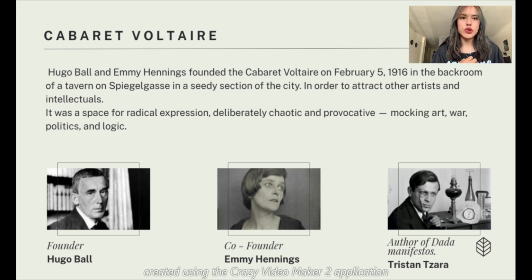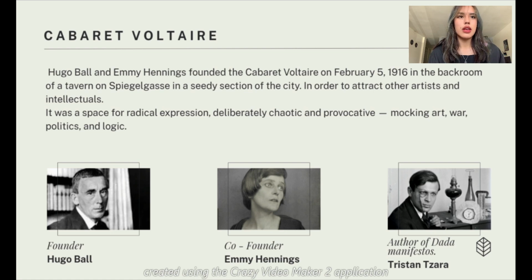Okay, now I'm going to talk to you about Cabaret Voltaire. This was very important because it was the birthplace of Dadaism. It was founded by Hugo Ball and Emmy Hennings on February 5th, 1916, in the back room of a tavern. This was both a literal and symbolic space for artistic revolution and radical expression.